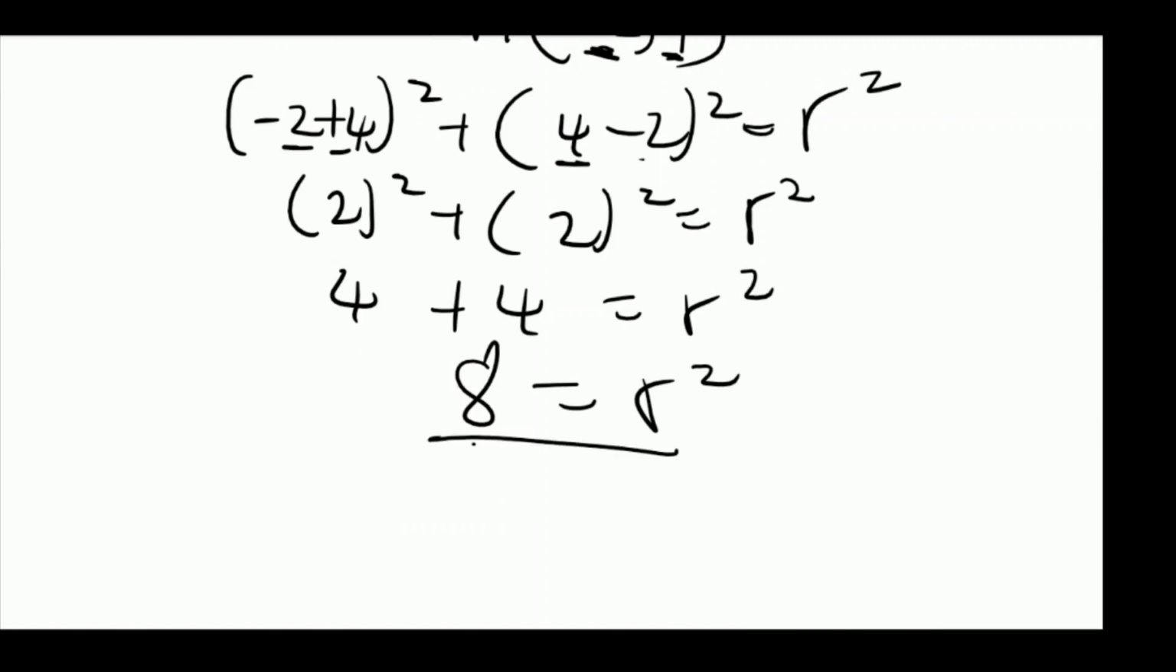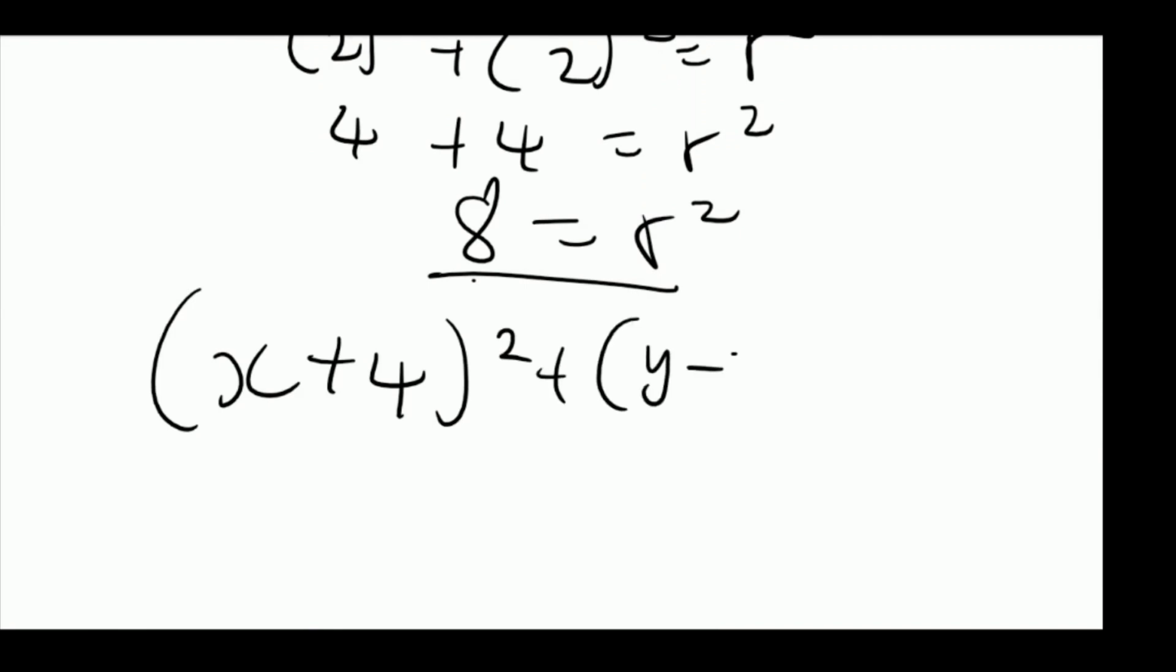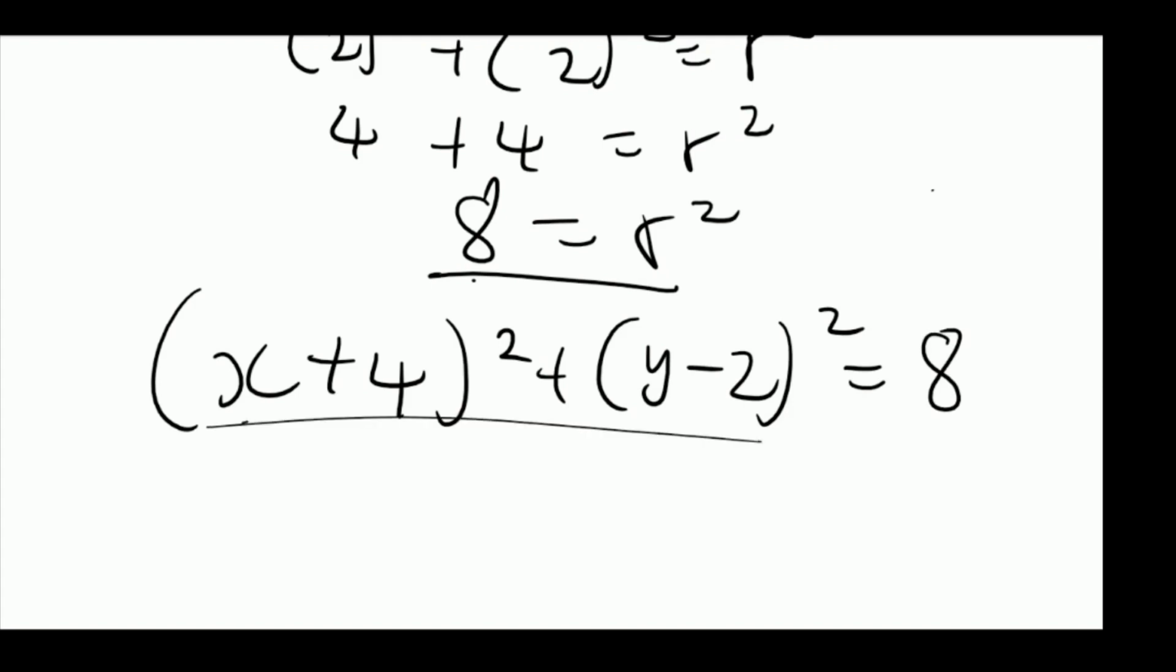So to write our equation now properly, we're going to say x plus 4 squared plus y minus 2 squared equals 8. Why 8? Because this whole portion is equal to r squared. So our r squared is equal to 8. So this would be our equation of the circle with center B.